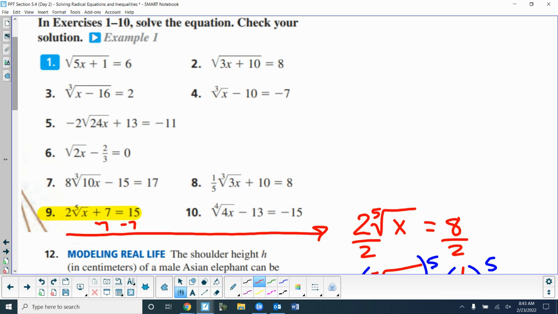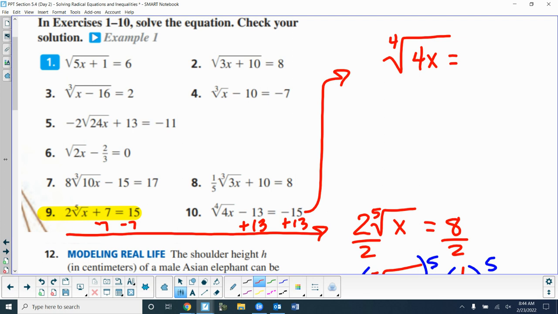Any of those you want to look at? 10. You want to look at 10? I got -2. Okay. So let's see. All right, so I'm just going to move it up here so we can see it. What's the first step? Add the 13, so we get -2, right? So will I be able to take the 4th root of something and get a negative?